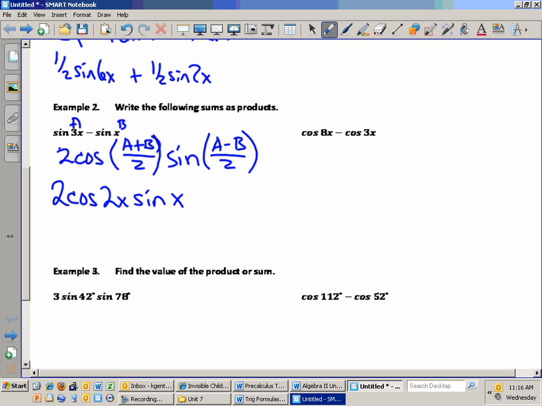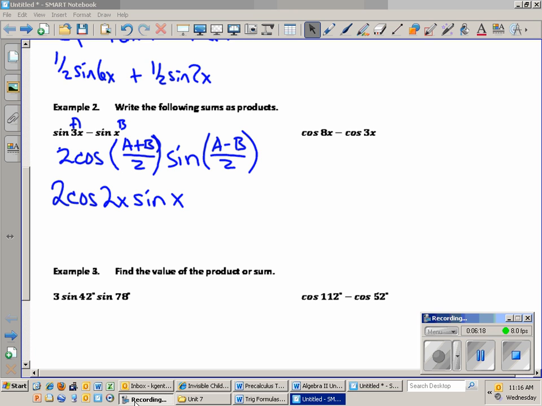So all you're being tested on in this portion is being able to plug in the formulas correctly. So try the next one on your own, and then we'll do the last 2, and then you can start working. That's it. That's all we're doing today.